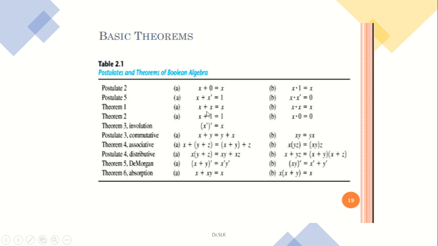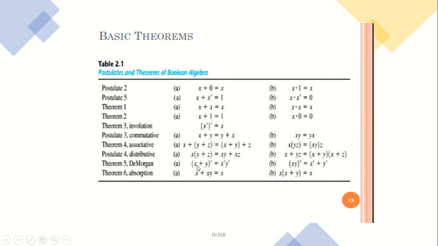And x plus x is equal to x means, instead of this addition you put a dot, so x dot x is equal to x. And here by the duality principle x plus 1 is equal to 1 becomes x dot 0 is equal to 0. For the involution property there is no duality, only one side can be proved. For commutative use the duality principle, so xy is equal to yx. Here x into yz is equal to xy into z, and for this you can write x plus of yz is equal to x plus y into x plus z.